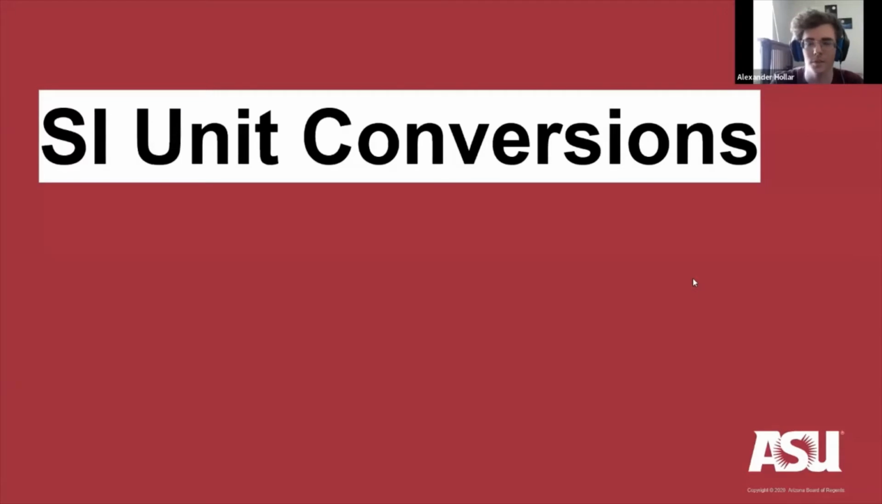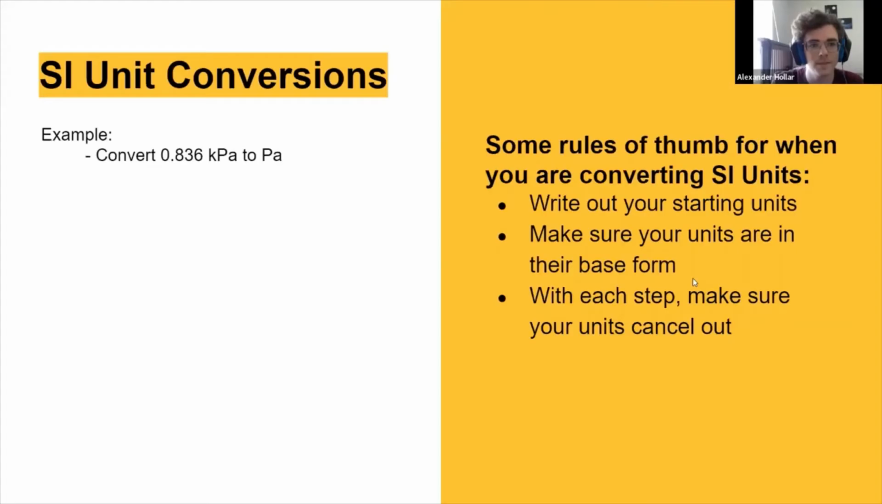All right, so moving on, we're going to go over SI unit conversions. And it's something that you kind of just have to do and get a hold of in my mind. And there's some rules of thumb for when you're doing it. So for instance, write out your starting units. Make sure that your units are in their base form. So if you have newtons, break it down to meters, kilogram per second squared, stuff like that. So you can more easily figure out what you're trying to get to. And then with each step, make sure that your units cancel out.